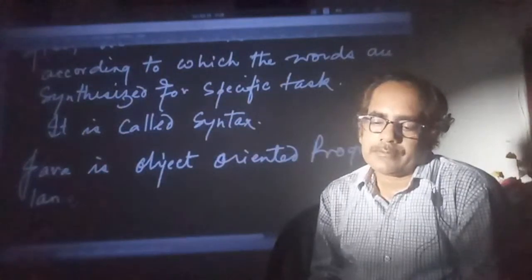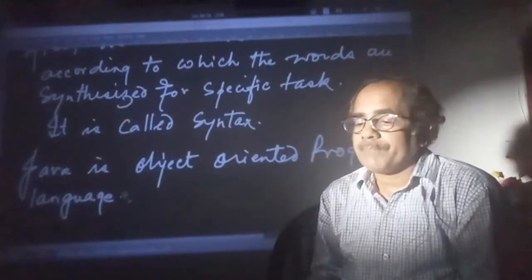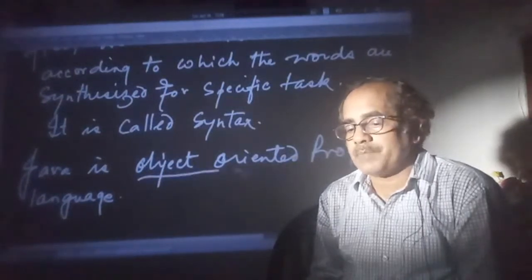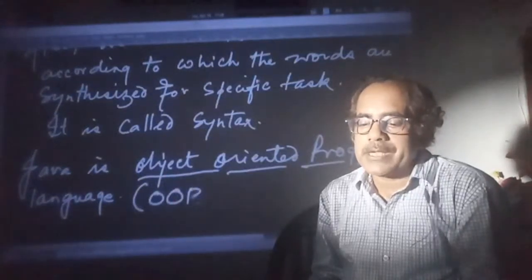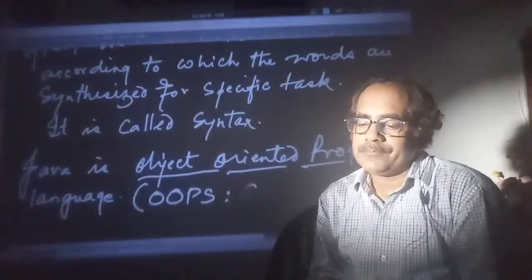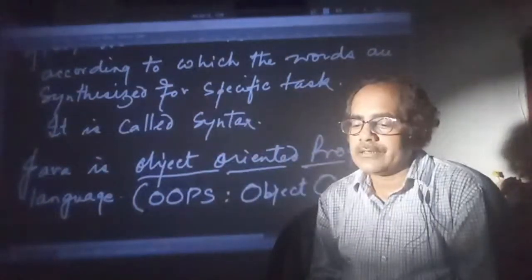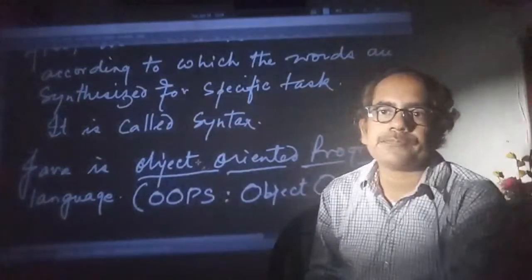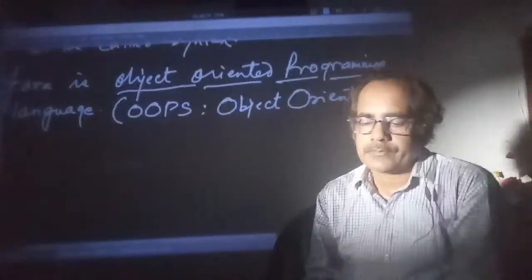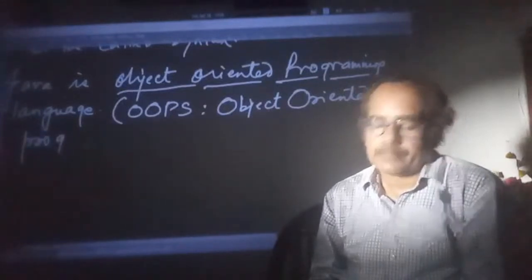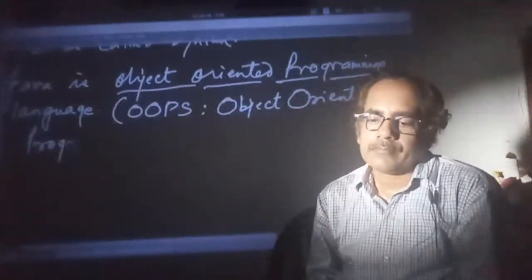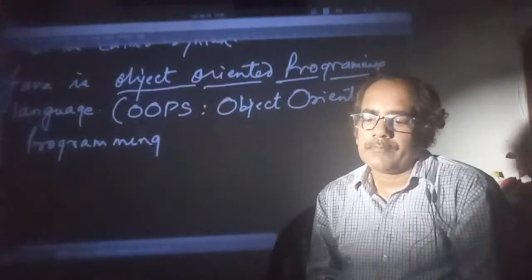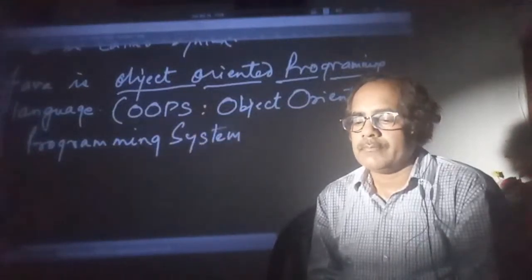प्रोग्रामिंग लैंग्वेज. इसका ऑब्जेक्ट ओरिएंटेड प्रोग्रामिंग is a specific technical term in computer world. It is called OOPS, standing for the full form object oriented programming system.